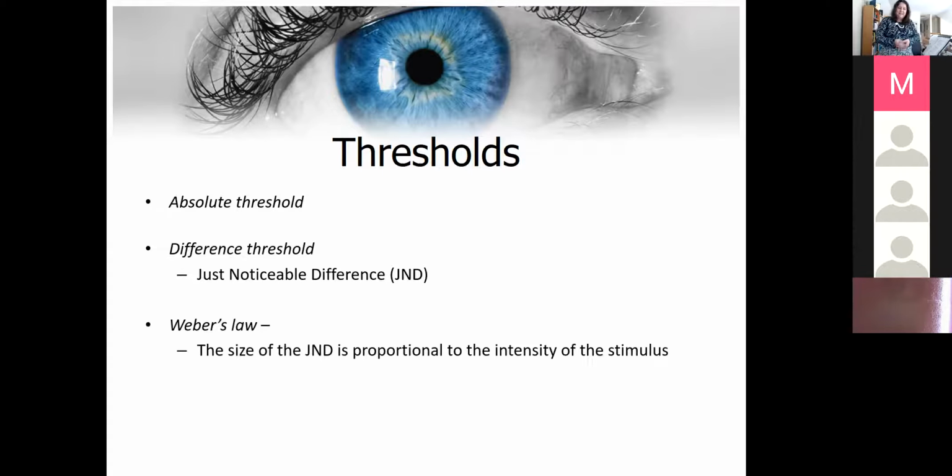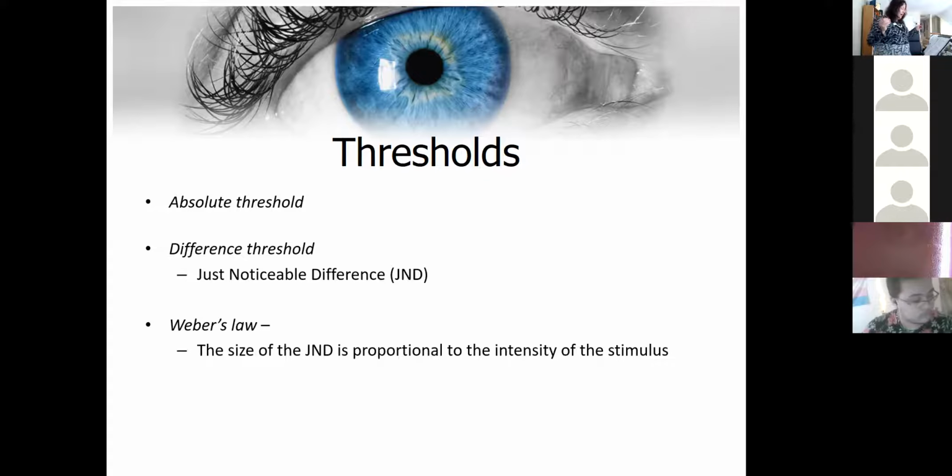So related to this is Weber's law. And Weber's law says that the size of the just noticeable difference, the JND, is proportional to the intensity of the stimulus. So this also goes towards answering Lara's question. So the just noticeable difference is large when the stimulus intensity is high and small when the stimulus intensity is low.